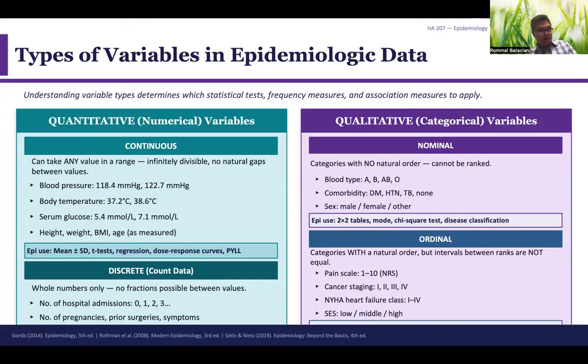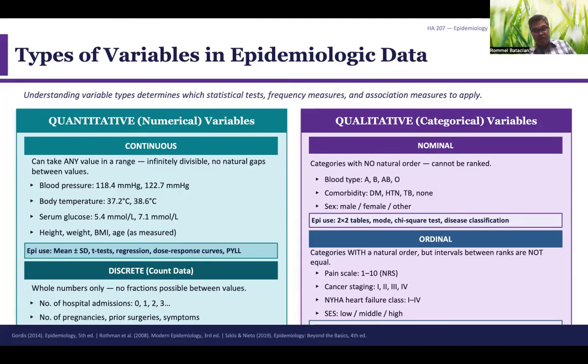Ordinal variables, meanwhile, have a natural order, and the intervals here are not necessarily equal. For example, the pain scale, numerically from 1 to 10. It has an order where 10 signifies the most severe pain the individual is experiencing as compared to 1, which is very minimal pain. But we cannot assume that the difference between the pain score of 3 and 5 is similar to the difference between the pain score of 7 and 9.